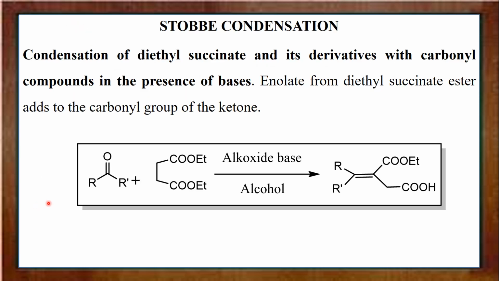Condensation of diethyl succinate or its derivative with a carbonyl compound in the presence of a base is called Stobbe condensation. Diethyl succinate or its derivative is treated with a carbonyl compound in the presence of a base. So diethyl succinate on treatment with a base generates an enolate ion. That enolate ion reacts with the carbonyl group of the ketone, resulting in the formation of an unsaturated acid.